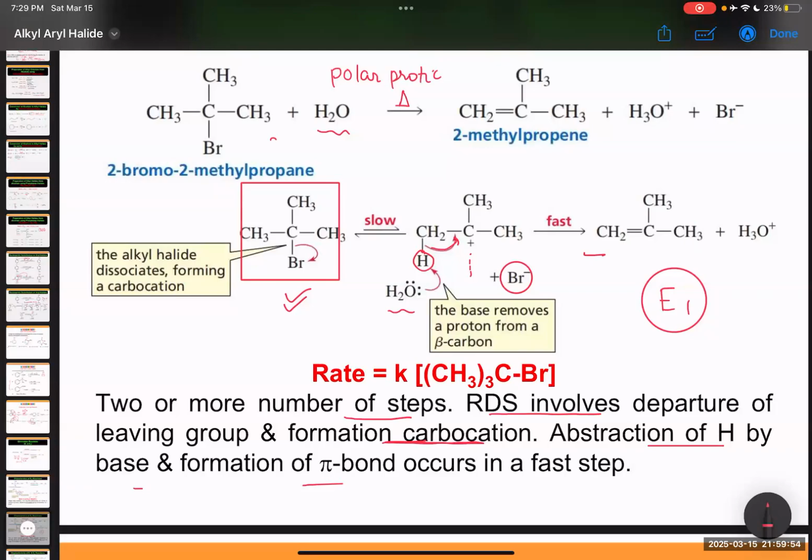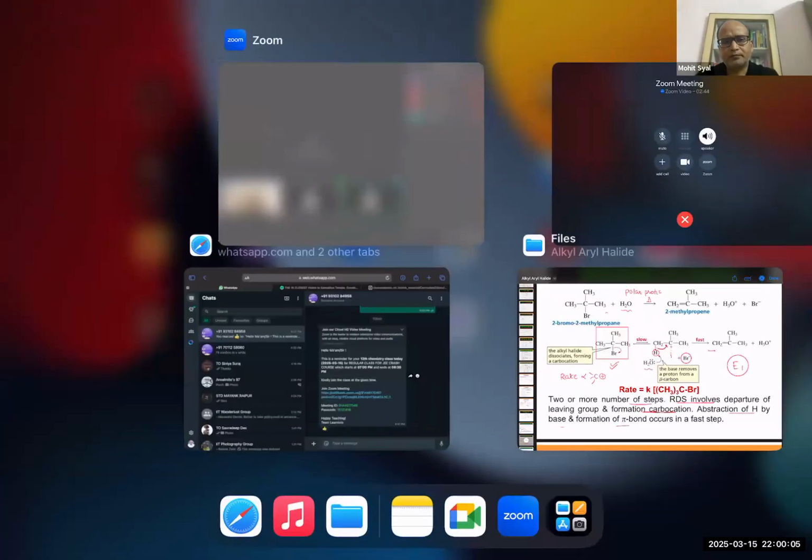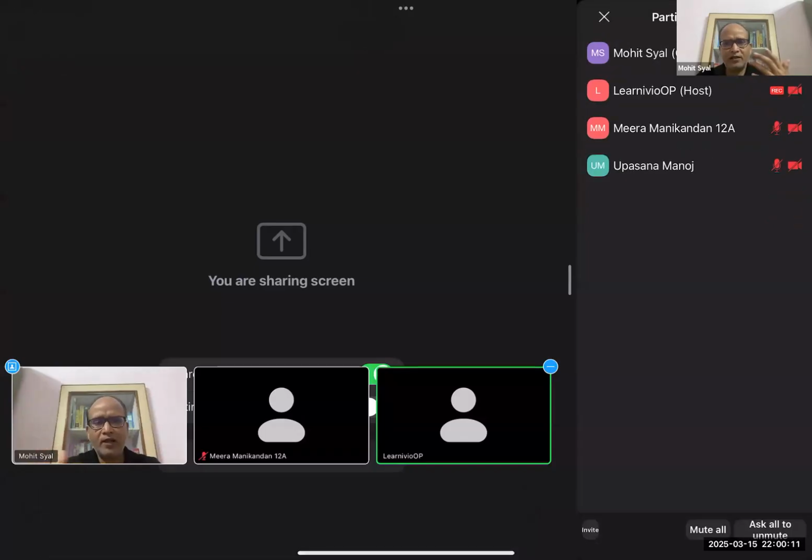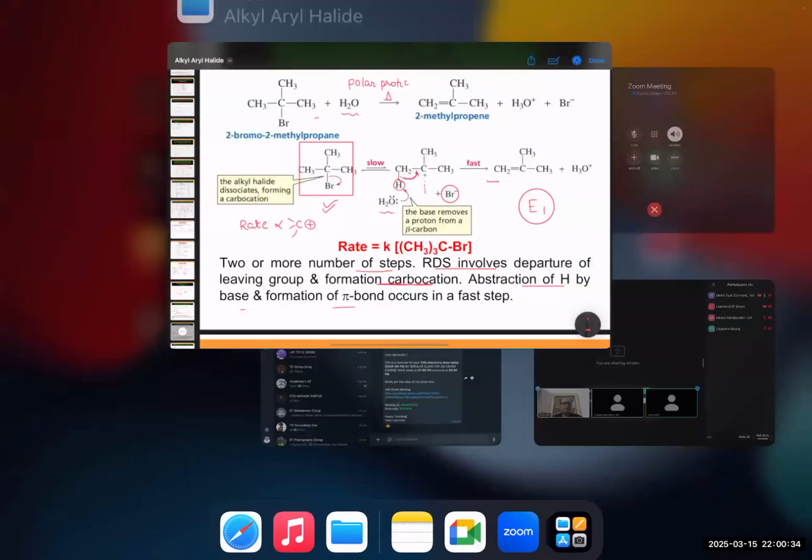So the rate of E1 is directly proportional to the stability of the carbocation. The more stable a carbocation is, the more easily it is going to form. Better the leaving group, faster will be the E1 and E2, in both the cases. In E2 you require a strong base and heat. In E1 you require a weak base, which is none other than the solvent molecule. Got it? So this is how the reaction is happening.